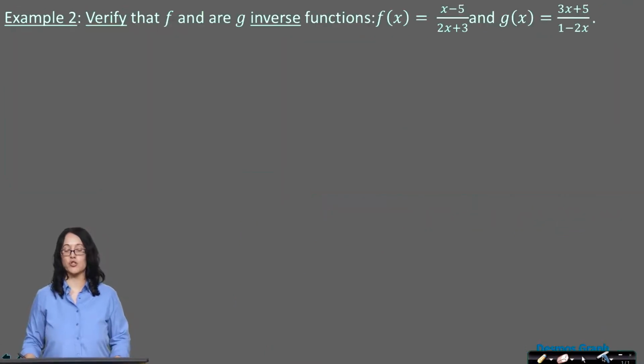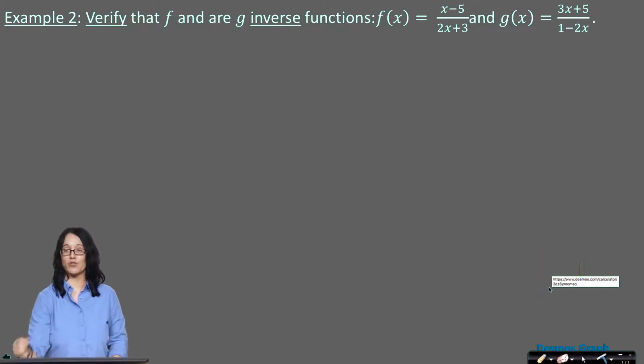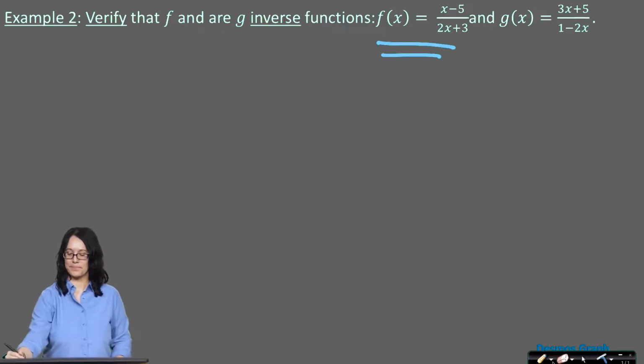Verify that f and g are truly inverse functions, where f of x is the rational function, a fraction, x minus 5 over 2x plus 3. And g of x is another rational function, 3x plus 5 over 1 minus 2x. It's a little harder, but it's the same concept, so I'm going to encourage you to try it yourself, pause this video, and then come back and see if you did the same thing as me.